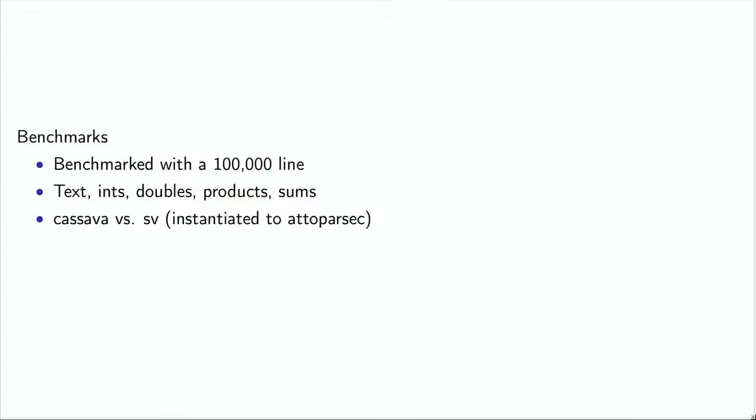It's got texts and ints and doubles and product types and sum types. So it's not just a big block of text, right? I think it wouldn't be very good if I just benchmarked based on getting text out of CSVs. So I've got all these different data types. And I benchmarked SV against Cassava, which is the dominant Haskell library at the moment.